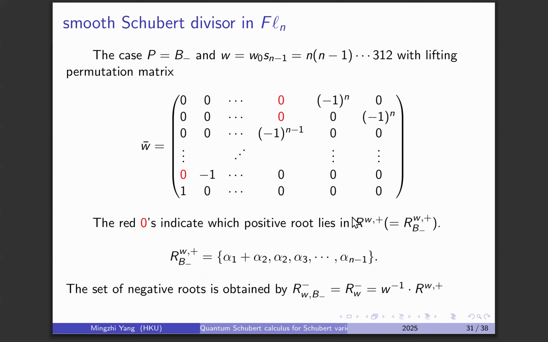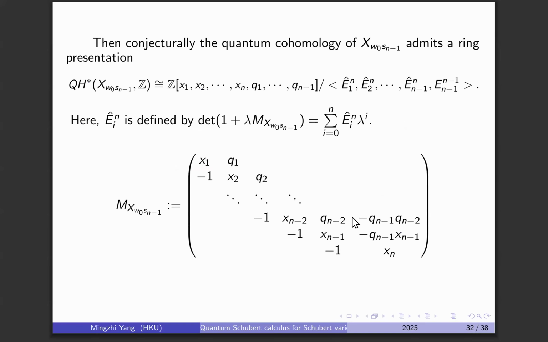So first I write down the permutation matrix, and then I find the set of positive roots defined for this specific permutation. I can also get the negative version of the positive roots using the permutation matrix and the trick I told you before. And then we can apply the result of Li-Rietsch and Li and myself, and then we will get a conjectural representation of the quantum cohomology.